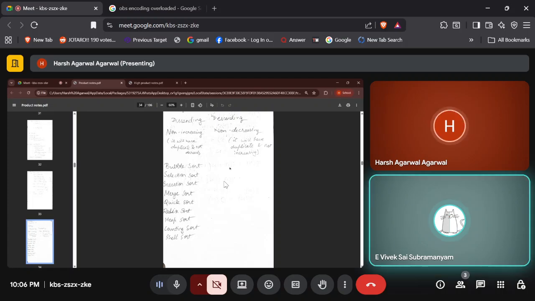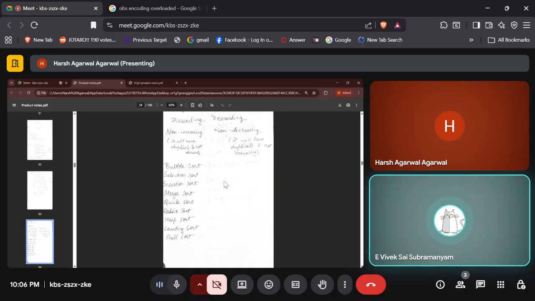Then merge sort. In merge sort, we'll divide it into a number of arrays till we get each array with only one element, and then we merge and sort. I'll have to look at the merge code once, I forgot the code. Leave it. Okay, quick sort.